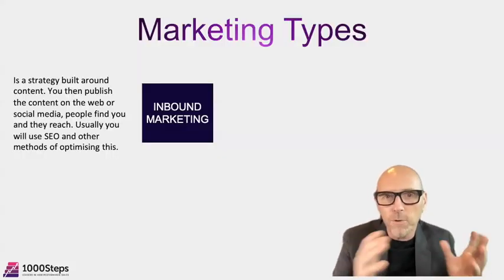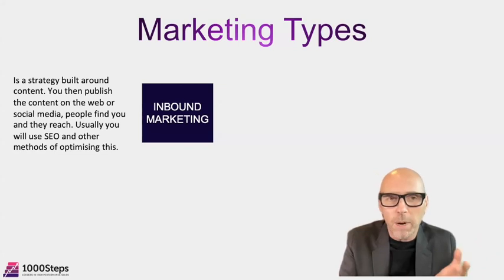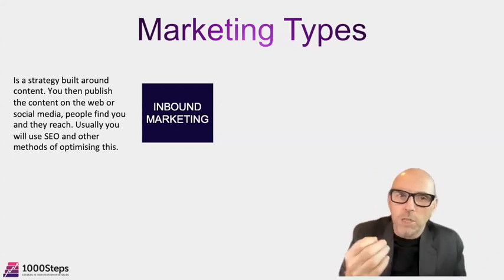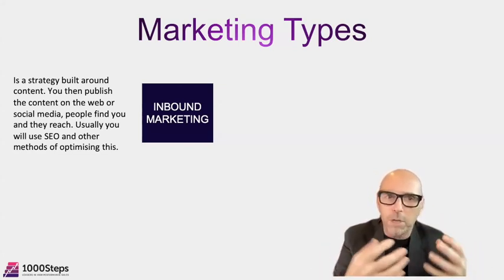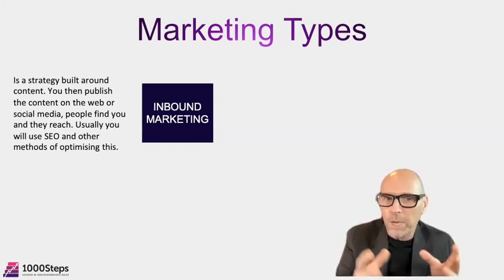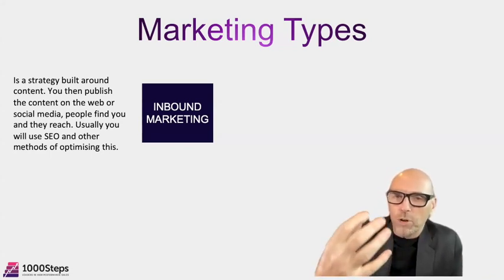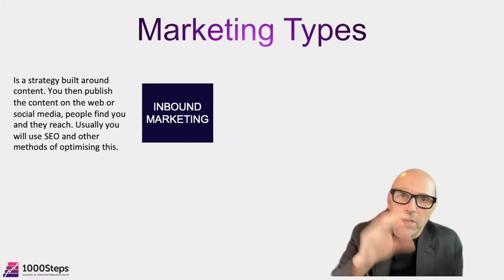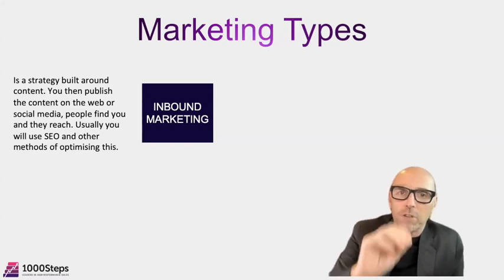There are 4 base marketing types. Inbound marketing is a strategy that focuses around publishing content, building your web page, and doing your SEO, drawing people into your world. So they will read your piece of content and then they'll reach out to you.